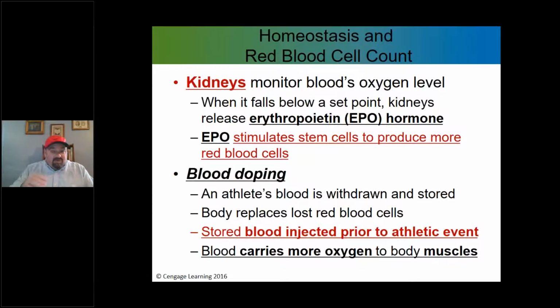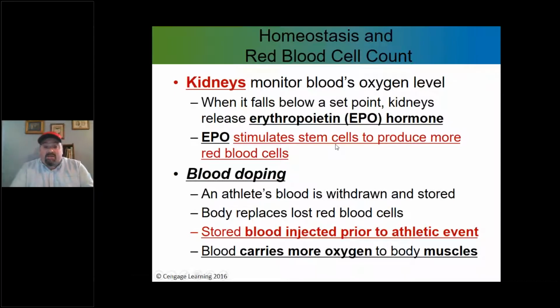And if the red blood cell count goes up too high or too low, that's a problem. So the kidneys, interestingly, will monitor the blood's oxygen level. If it becomes too low, that's a way of the kidneys knowing that there must be a lower count of erythrocytes, red blood cells, flowing in order to carry enough oxygen to the tissues. So as such, EPO, it's a hormone, okay?